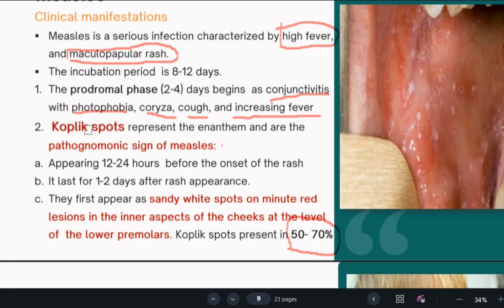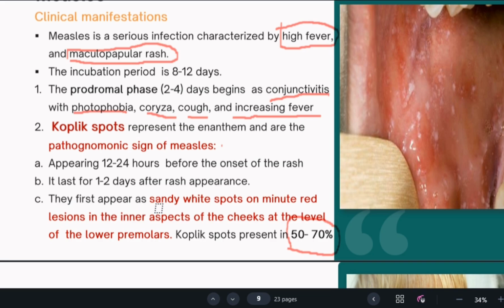These Koplik spots appear 12 to 24 hours before onset of rash. They last for 1 to 2 days after rash appearance. So they appear a day before the rash and disappear about 2 days after the rash.